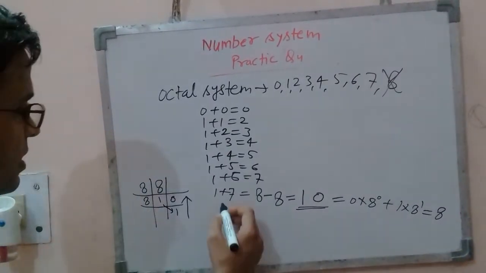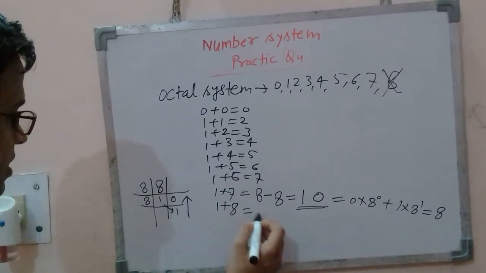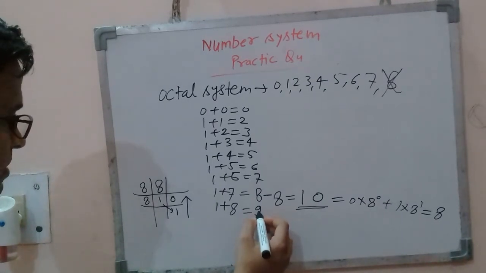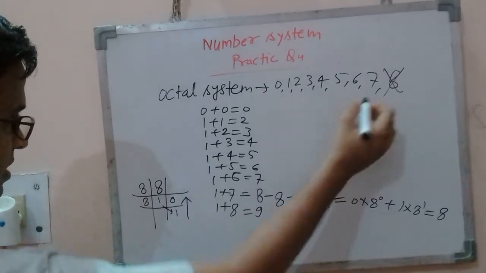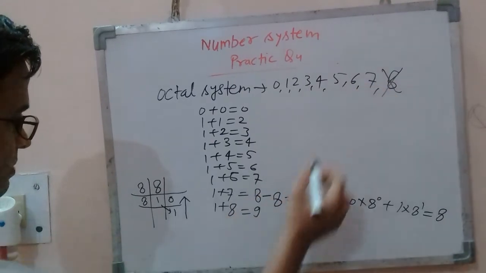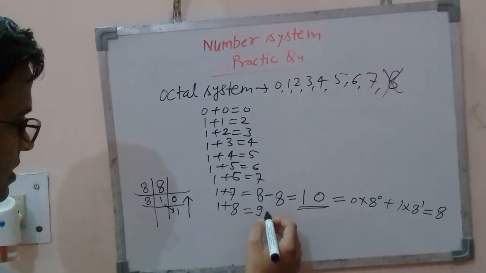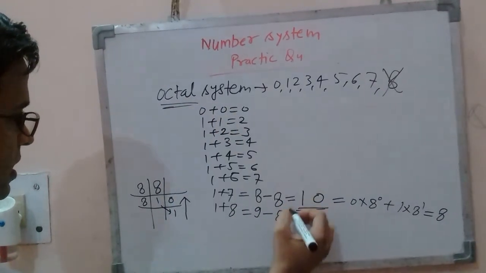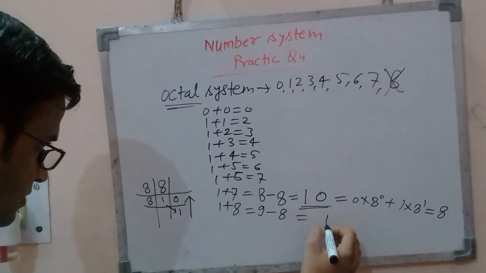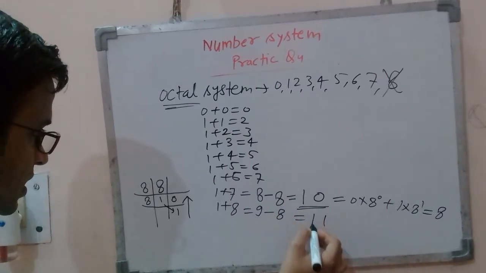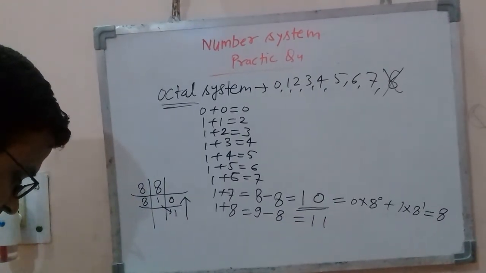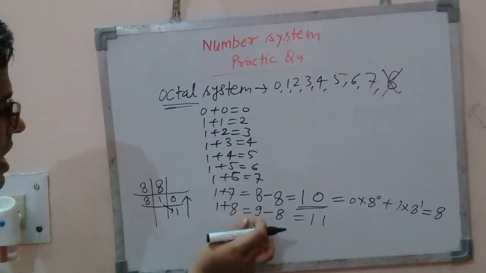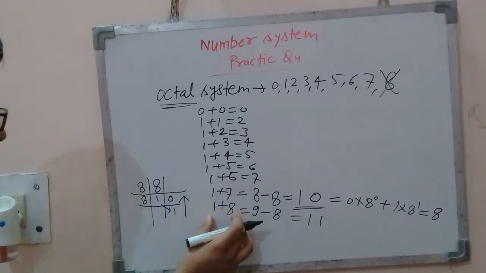Similarly, tell me 1 plus 8 will be, total it will be what? It will be 9, right? Number exceeds 7, this is 9. Maximum number available in octal is 7, that means number exceeds 7, so subtract 8, which is the base of this octal system, right? So 9 minus 8 is 1. Since the number exceeds 7, that means 1 carry, right? So 11 in octal is nothing but 9 in decimal, right?